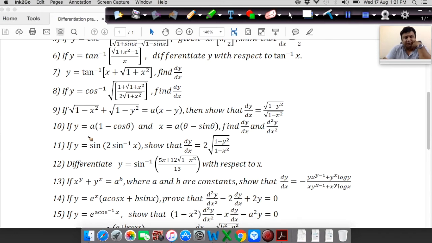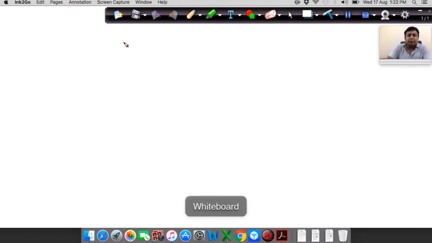Next question is 10th. a times 1 minus cos theta is y, and a times theta minus sin theta is x. So this is parametric differentiation. You have to do dy by d theta and dx by d theta first. So you have y is equals to a times 1 minus cos theta.